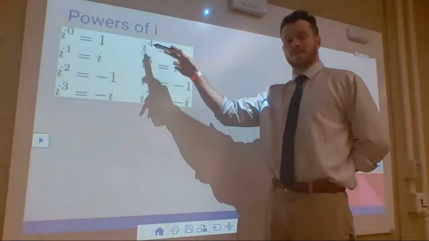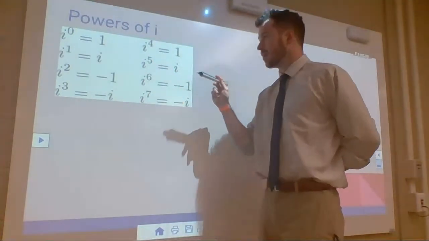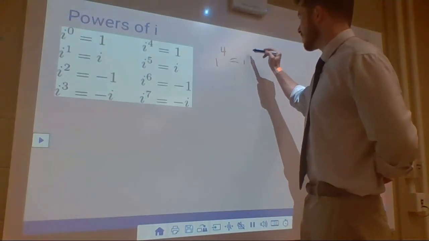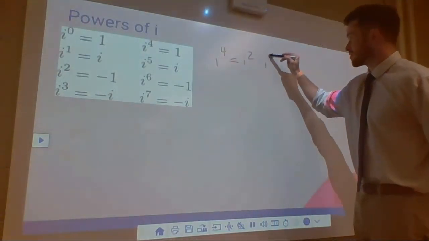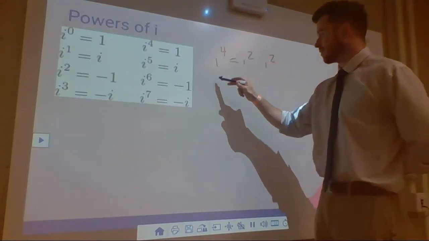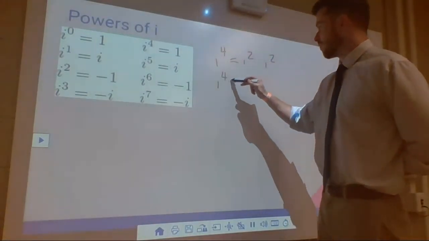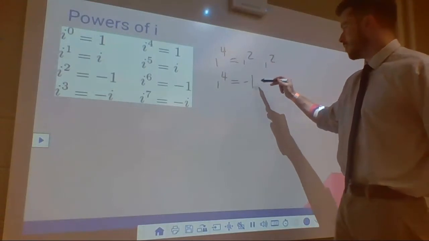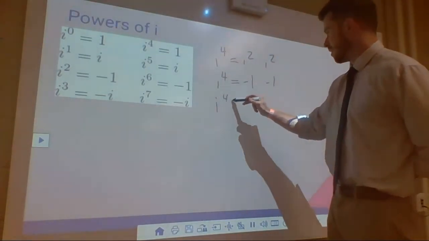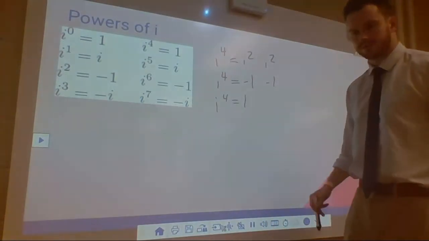Now the reason i to the 4th power equals 1 is because we can say i to the 4th power equals i squared times i squared, because remember, we can add the exponents. We can break it down like this. So i to the 4th would equal -1 times -1, so we get i to the 4th equals +1.